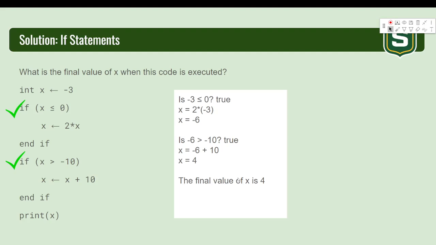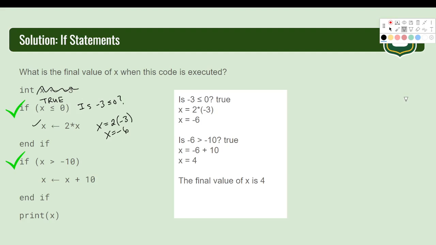For this one, we have two if statements. Is negative 3 less than or equal to 0? So this is true, which means we're going to do the next line. This is saying x is equal to 2 times negative 3, so x equals negative 6. When we reassign this, that means we're no longer using the original; this has been updated. We can't go back to this.